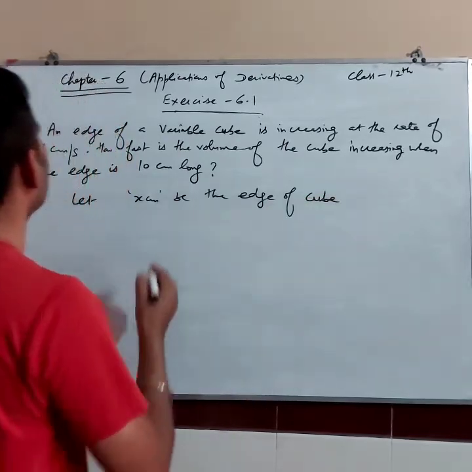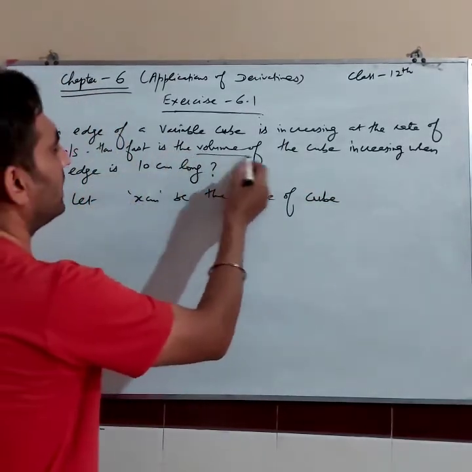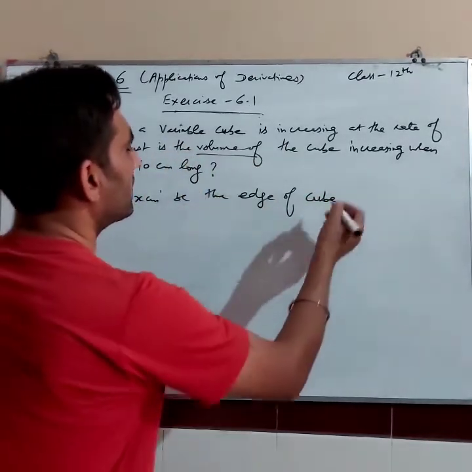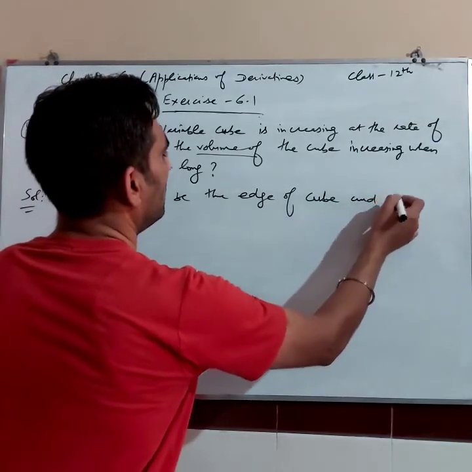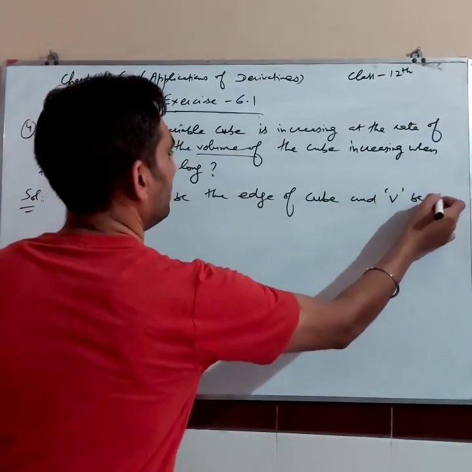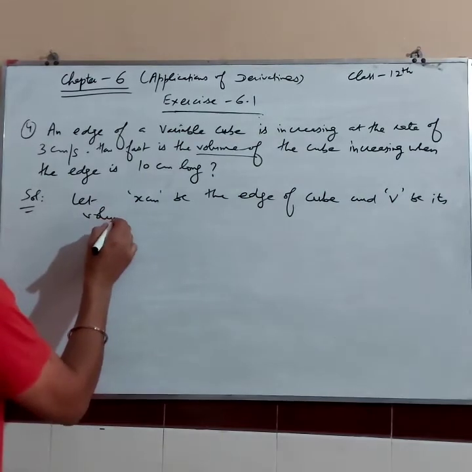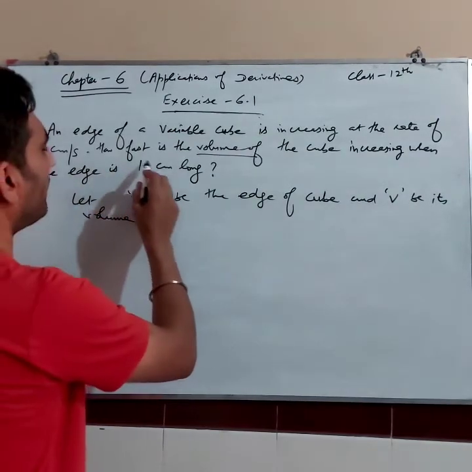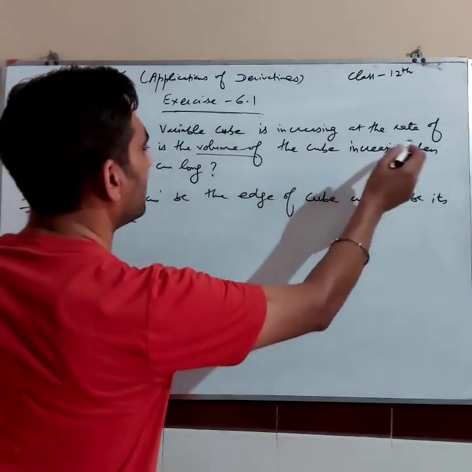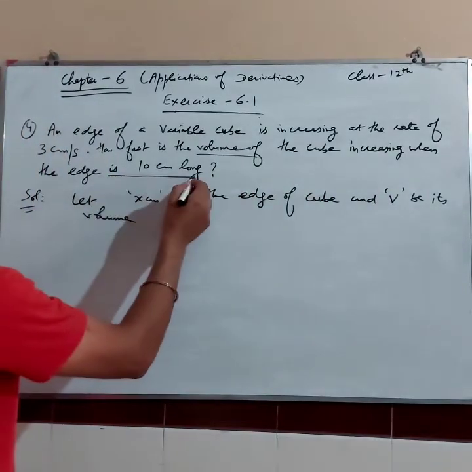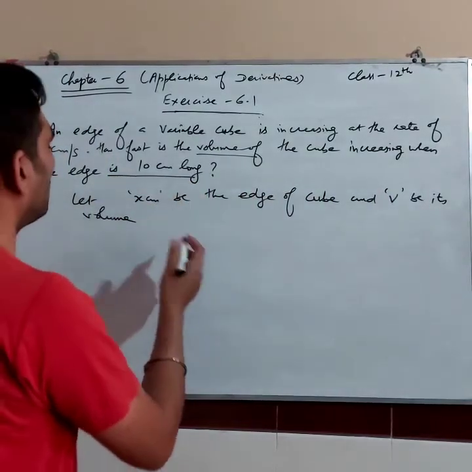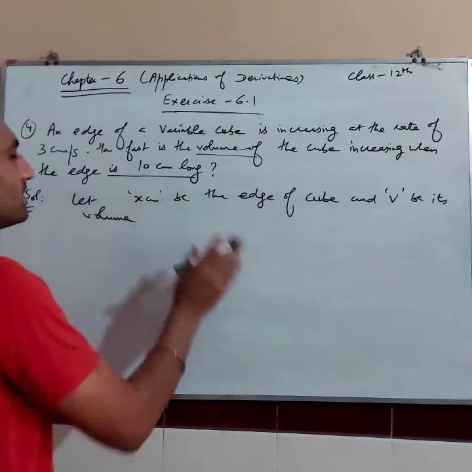Then what is given? How fast is the volume of the cube increasing? What is the volume? Let V be its volume. So we have to find how fast the volume of the cube is increasing when the edge is 10 centimeter long, means the length of the side is 10 centimeter, or x is equal to 10.